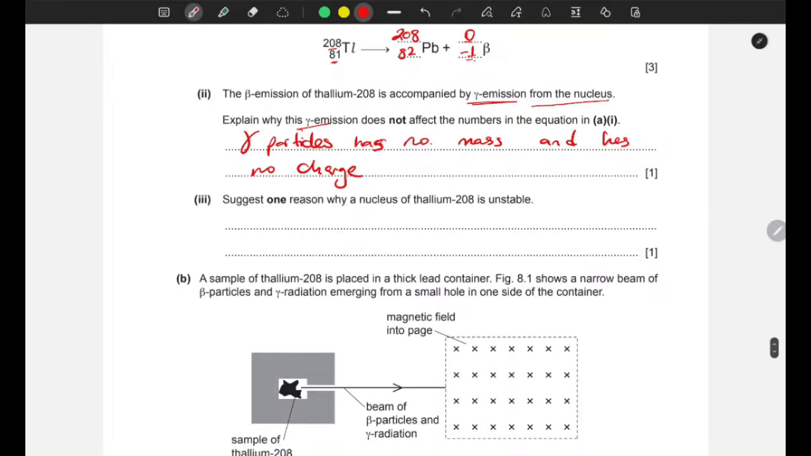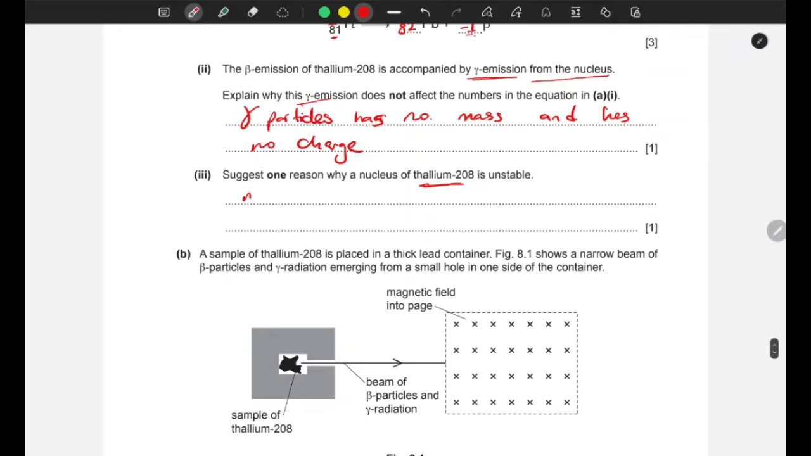So that's our answer. Part 3 suggests one reason why a nucleus of thallium-208 is unstable. Now there are multiple reasons why a nucleus could be unstable. One of them is that the nucleus is too heavy. That's one of the reasons. Or too many neutrons.